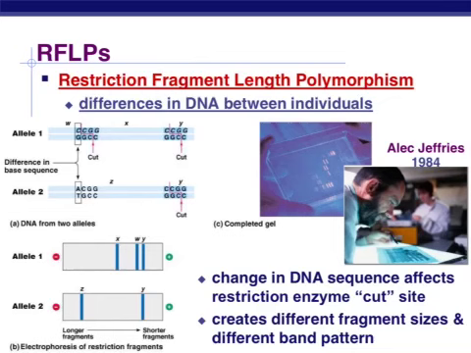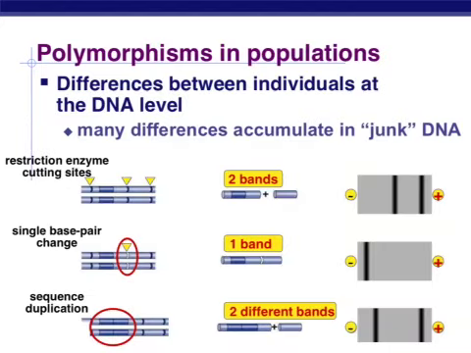Because if I don't have certain restriction enzyme sites on my DNA, restriction enzymes can't cut them. Or if I have more than somebody else, my pieces will be smaller because those enzymes would have cut more times on me than on someone else. So it just gives us these unique bandings, and you can literally look at one person versus another, or one allele versus another allele. Okay, polymorphisms, again, these are differences between individuals at the DNA level, and many of these differences accumulate in our junk DNA, in our DNA that doesn't actually code for any particular protein. It's just kind of there to make us unique.